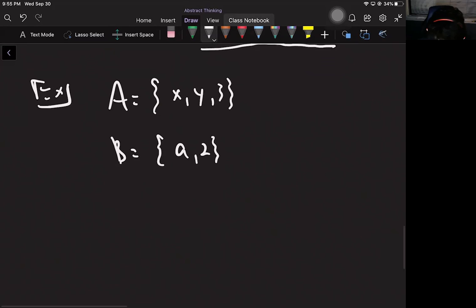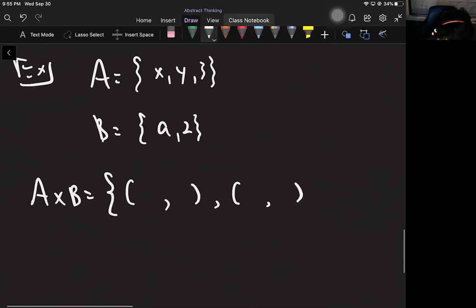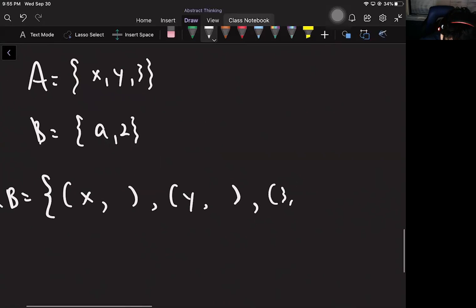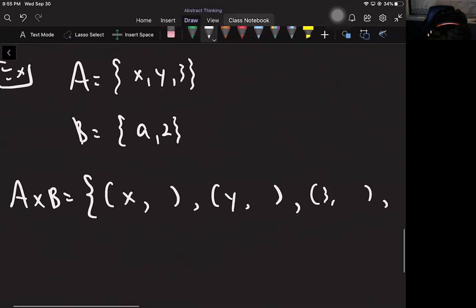Let's find out. So A cross B, what's going to be in here? Well, why don't I write it like this? I'm going to fill out the first coordinates. So the first coordinate has to come from big A, from the set big A. So that means the first coordinate can be X paired with something, it could be Y paired with something, or it can be 3 paired with something. And then it's going to be repeated because I can pair it with multiple things. But anyway, let's just leave it at that for now.